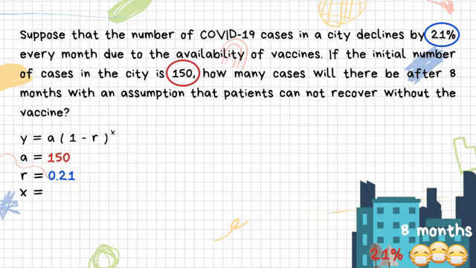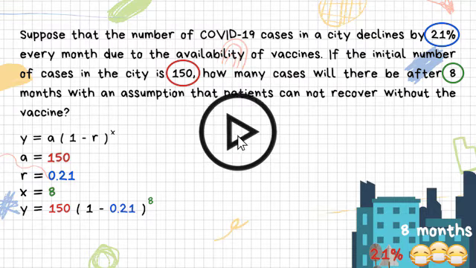What about our time interval? Yes, that's it, 8 months. We got y is equal to 150 multiplied by the quantity of 1 minus 0.21 raised to the 8th power. Now, it is time for us to solve it. Feel free to pause the video if you want to try to solve it on your own.